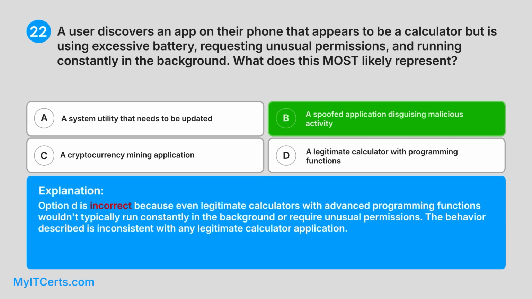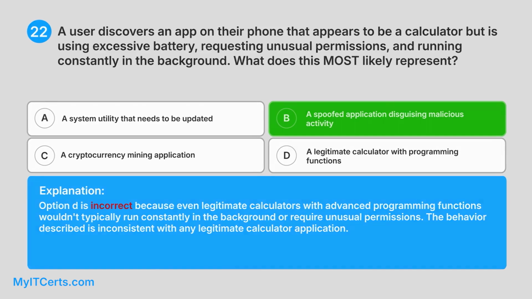Option D, a legitimate calculator with programming functions, is incorrect because even legitimate calculators with advanced programming functions wouldn't typically run constantly in the background or require unusual permissions. The behavior described is inconsistent with any legitimate calculator application.